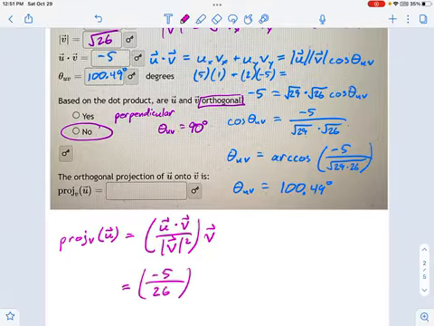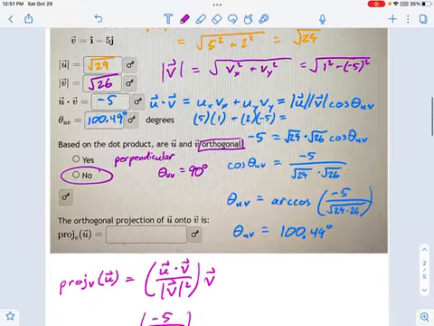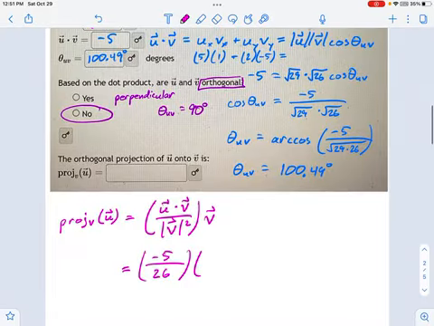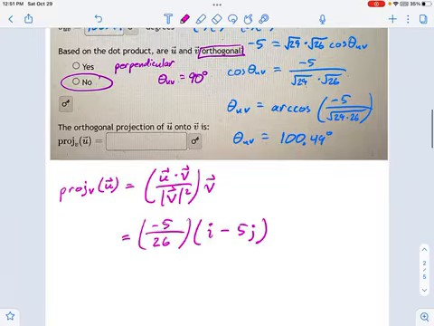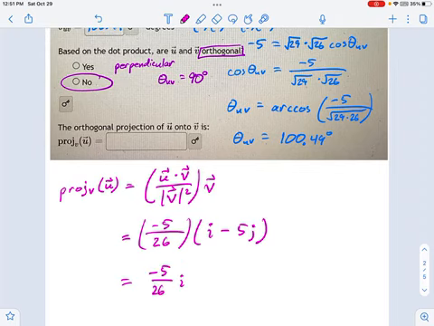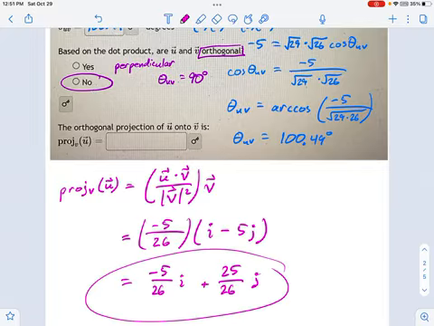And then the vector v, what was that? i minus 5j. We're in component form. So i minus 5j. This is very easy to multiply. You just distribute. So this becomes negative 5 over 26 i, and looks like we're going to have a plus 25 over 26 j. That is your projection of u onto v.